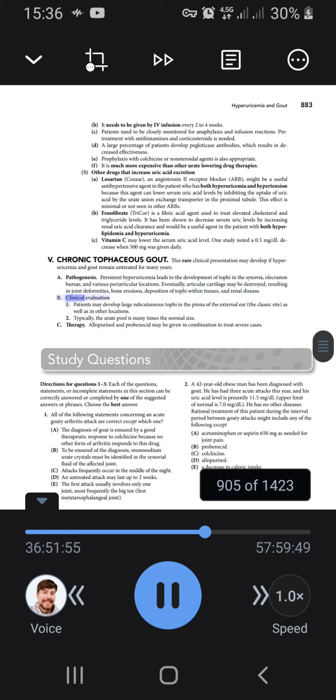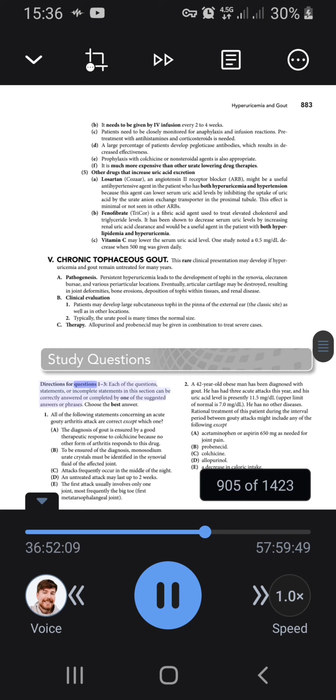B. Clinical evaluation. 1. Patients may develop large subcutaneous tophi in the pinna of the external ear, the classic site, as well as in other locations. 2. Typically, the urate pool is many times the normal size. C. Therapy. Allopurinol and probenecid may be given in combination to treat severe cases.